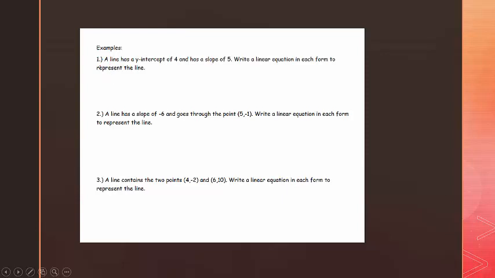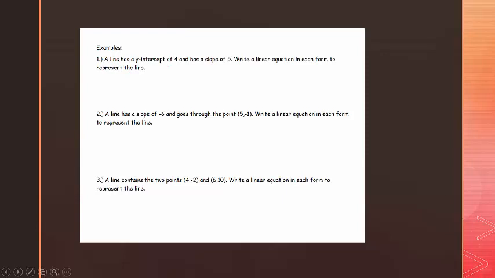So each form is a little more convenient. I don't think standard form is very convenient for most problems, but I do like point slope and slope intercept. So we'll cover a couple different scenarios, and you can see how each form kind of emerges from that.